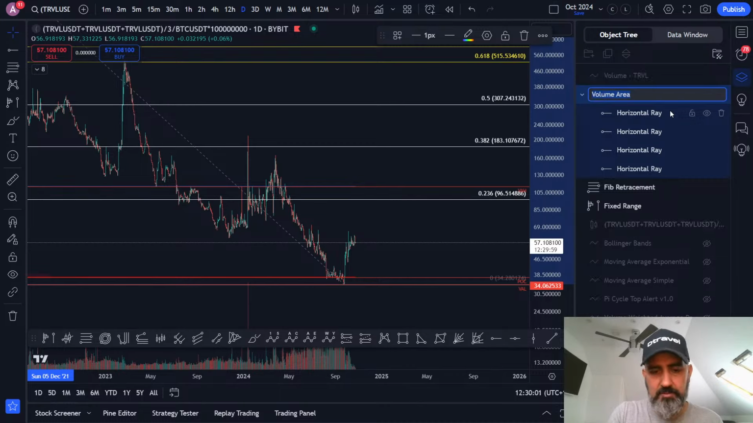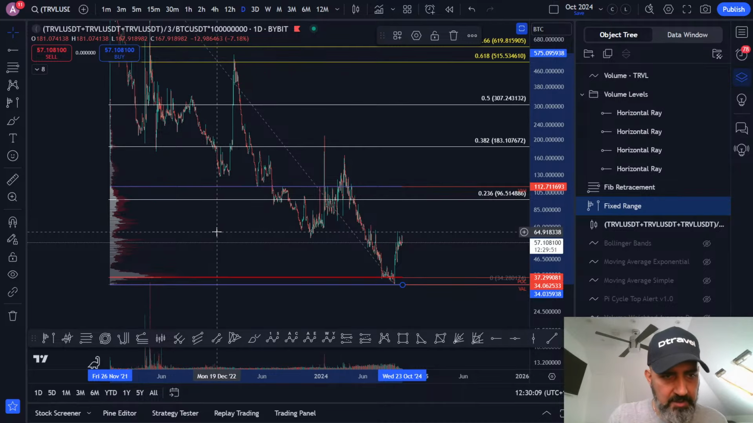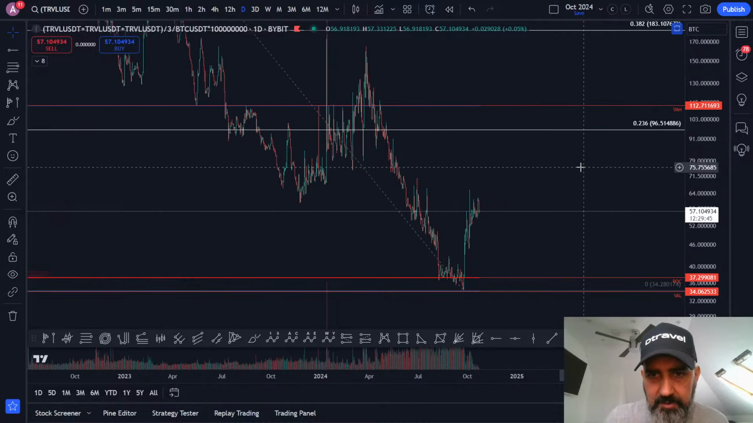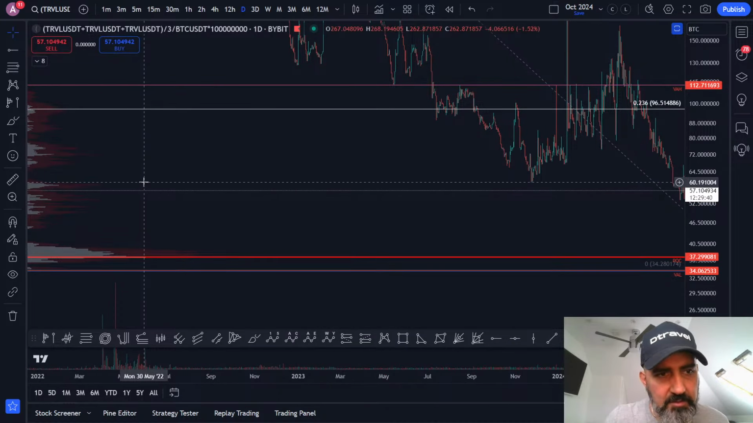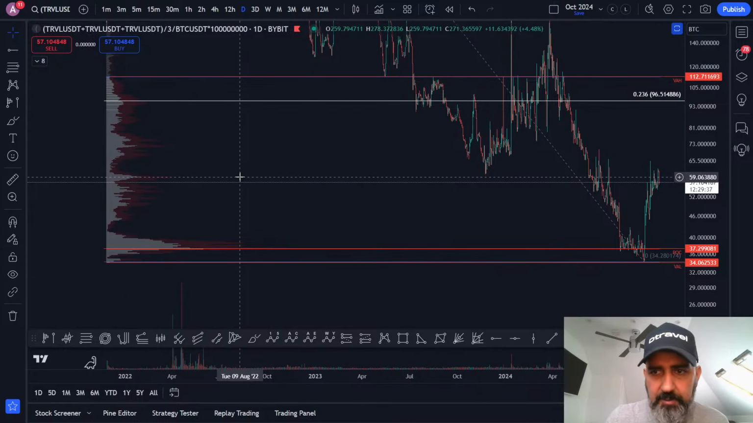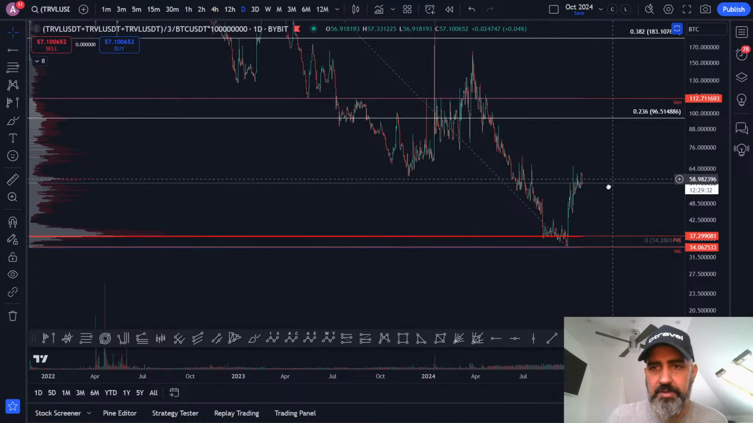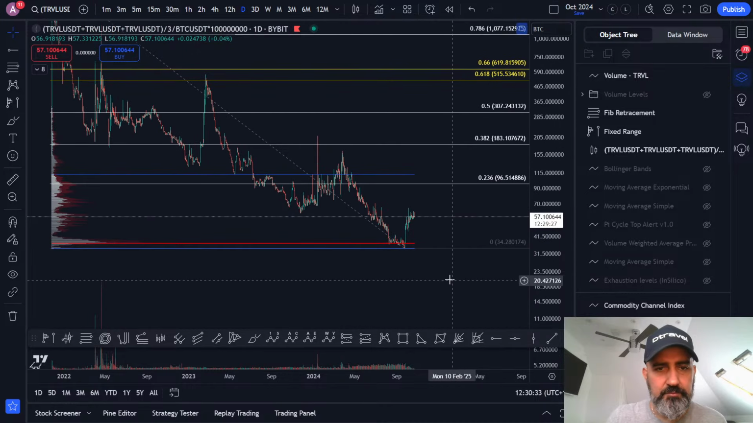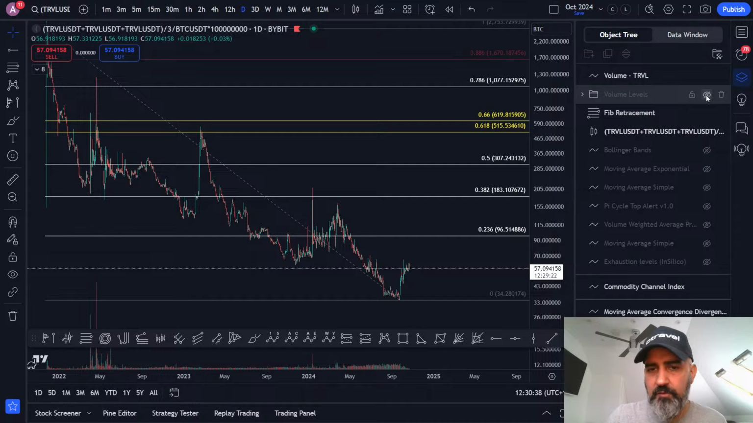Value area, volume levels. Okay, so that I can get rid of. Actually, I just want to mark out this high volume node as well. You can see there's a couple of high volume nodes here. Not really. There, a little bit of a high volume node there. No, it's not high enough, so I'm just going to ignore it. Get rid of this now. Got your full fib.